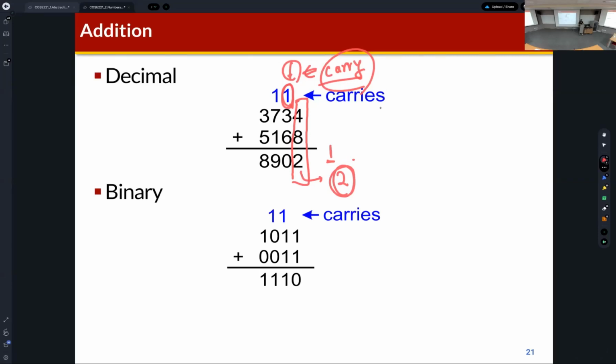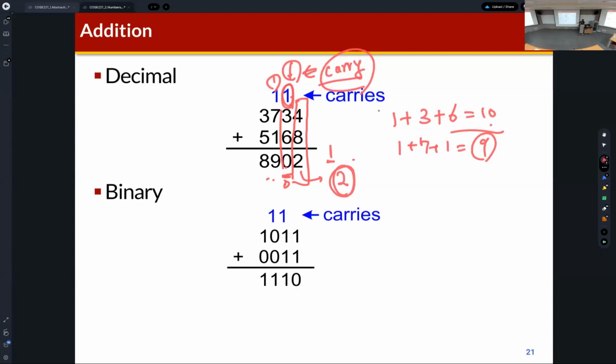So when we perform the addition for the next digit, we need to consider this carry, right? So we need to perform 1 plus 3 plus 6, which is 10. So the 0, and also a carry is generated, and then we also do 1 plus 7 plus 1, which is 9. Okay, we can perform the addition for the decimal number system.